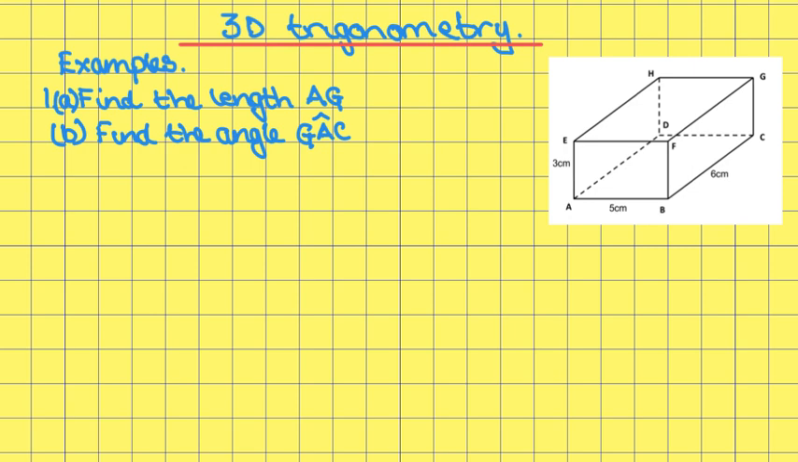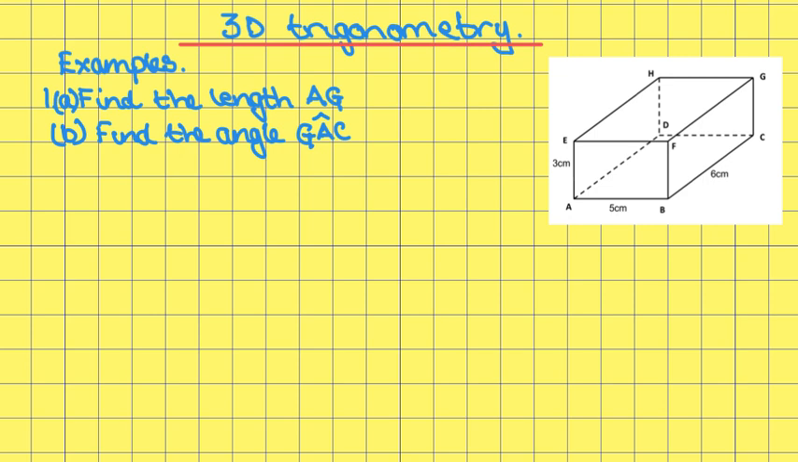In this video, we're going to go through three-dimensional trigonometry. The hardest thing with three-dimensional trigonometry is finding the correct right-angled triangle that enables you to use Pythagoras or the trig ratios to solve the problems. So let's go through some examples.